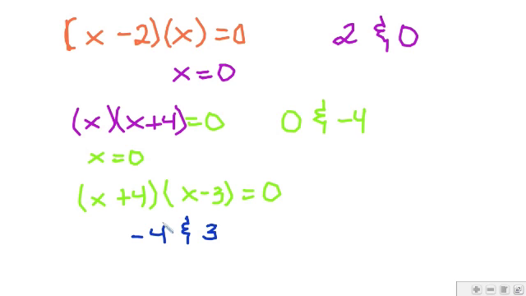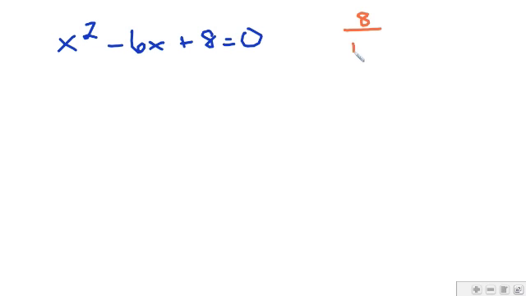Okay. Now, what if you have a problem that's not in factored form yet? So this means you have to factor it. You need to factor your trinomial. So let's start here. We have x squared minus 6x plus 8 equals 0. So I need factors of 8. So let's list our factors of 8. We would get 1 and 8, 2 and 4. Which of these two pairs would give me a negative 6? Well, obviously, that would be 2 and 4.